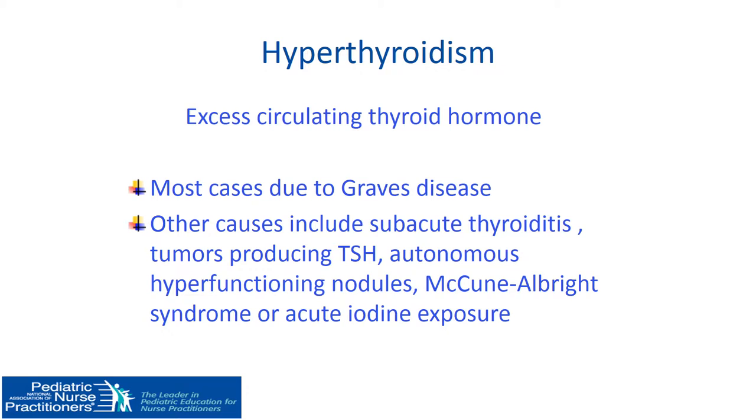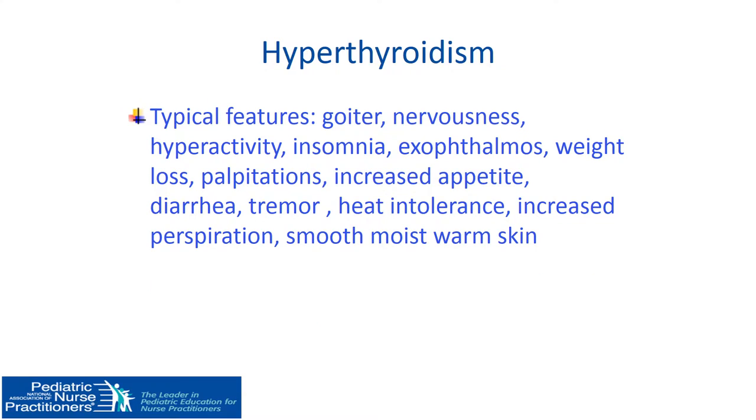Hyperthyroidism. So it's the opposite of hypothyroidism. It's excess circulating thyroid hormone. Most cases are due to Graves' disease. Other causes are subacute thyroiditis, tumors which produce TSH, autonomous hyperfunctioning nodules, McCune-Albright syndrome, or acute iodine exposure. Those are the most common causes. So typical features go along with a hypermetabolic state. You'll have a goiter, nervousness, irritability, insomnia, exophthalmos, weight loss, palpitations, increased appetite, diarrhea, tremor, heat intolerance, increased perspiration, and smooth, moist, warm skin. So, a hypermetabolic state.